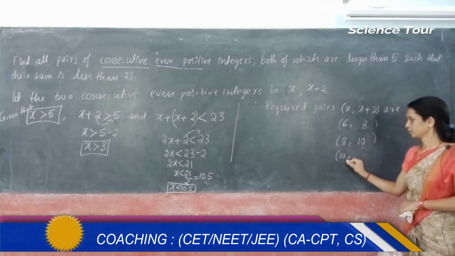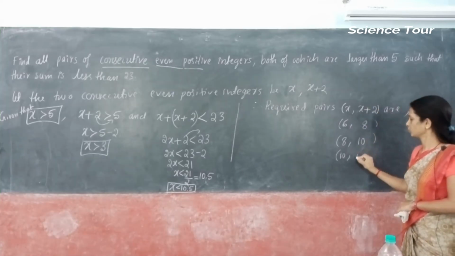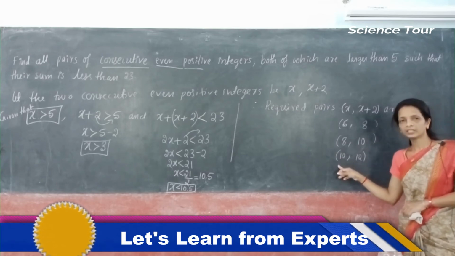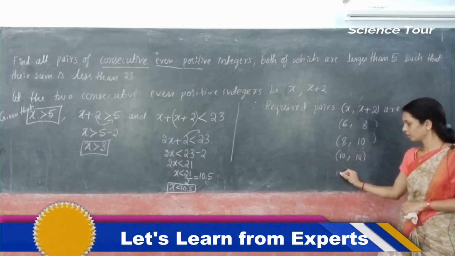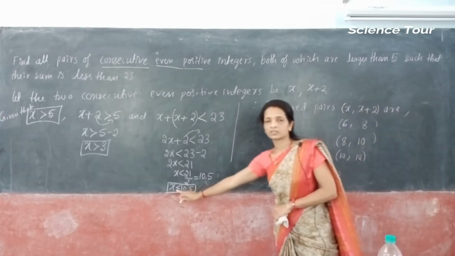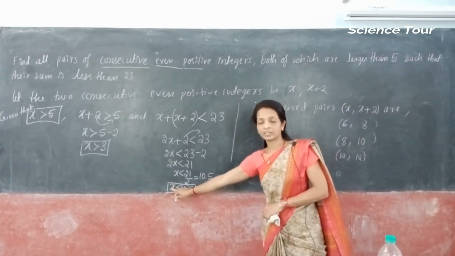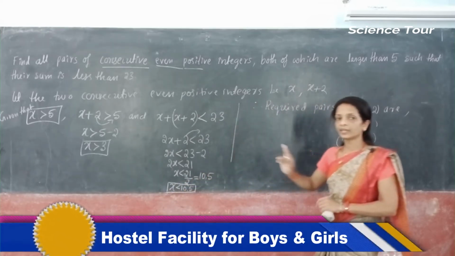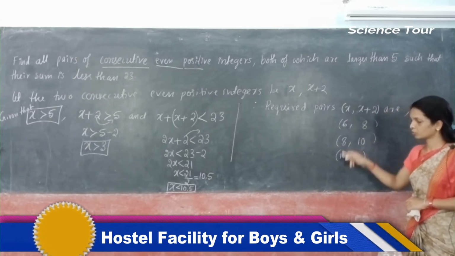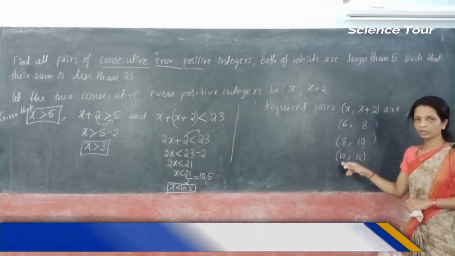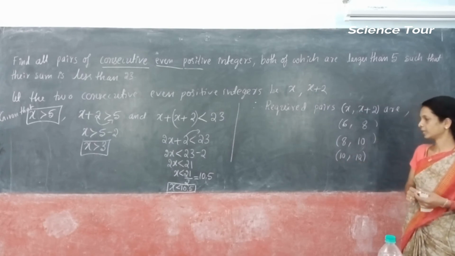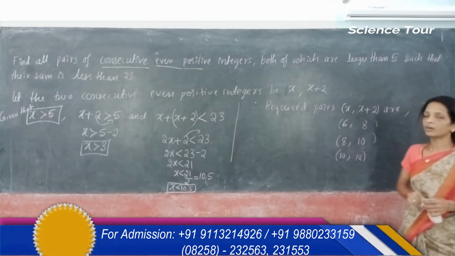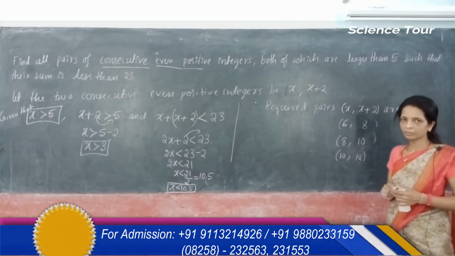We can take 10. If you take 10, then 10 plus 2 is 12. Can we take more than 10? If we take an even number more than 10, for example 12, then 12 does not satisfy the third inequality, that x should be strictly less than 10.5. So even numbers greater than 10.5 you cannot consider. Here, after 10 you cannot take any even number as x, and less than 6 also you cannot consider.